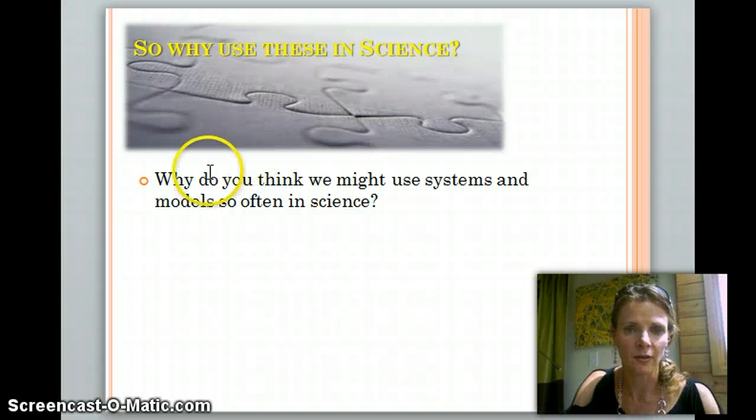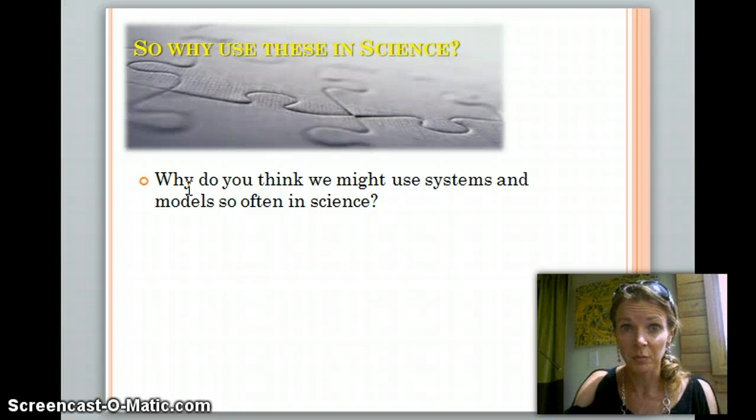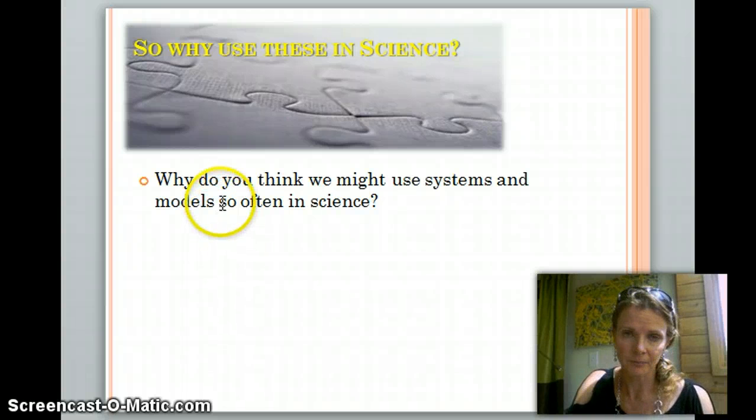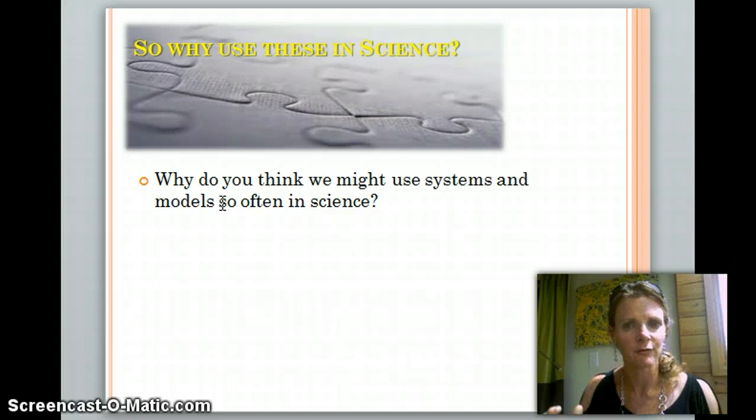So why do we use these in science? Well, I kind of touched on that. Think about these questions in your head, since obviously you can't respond to me right now: why do you think we use systems and models so often in science? I want you to think of some different things that interest you in science and how you might use models and systems to help us understand these things a little bit better. Okay?